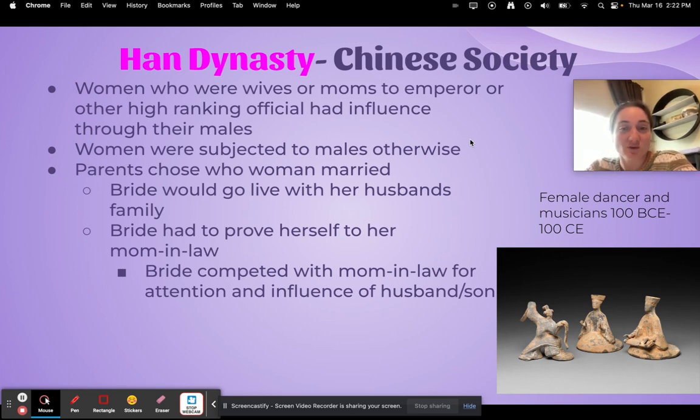Parents chose who the woman would marry, and the bride would go to live with her husband's family, and the bride would have to prove herself to her mother-in-law that she was worthy. The bride competed with the mother-in-law as well for the attention and influence of the bride's husband, or the mother-in-law's son.